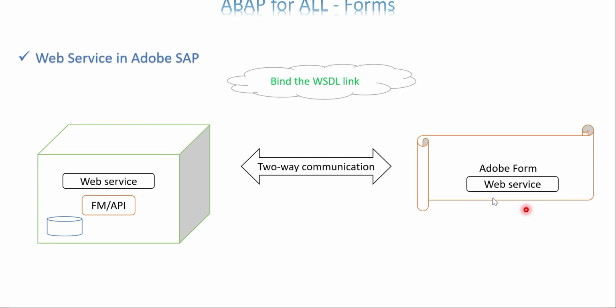You know about binding in Adobe. If you want to bind any particular component, we bind it with a variable. Now, one step ahead, we are going to bind with the WSDL link. Even nowadays it's not required, because once you drag and drop, it comes with the button and automatically binds as well. Okay, so let's see how it is done.